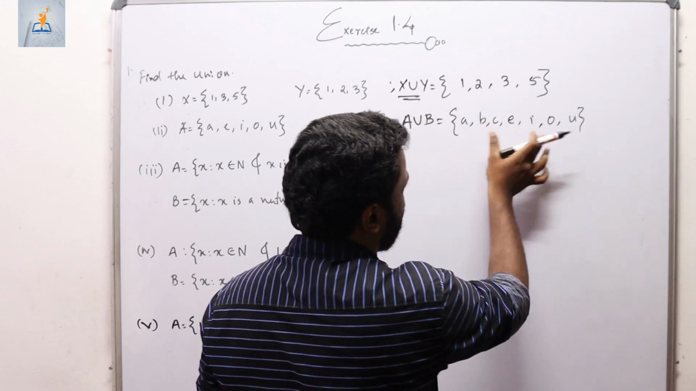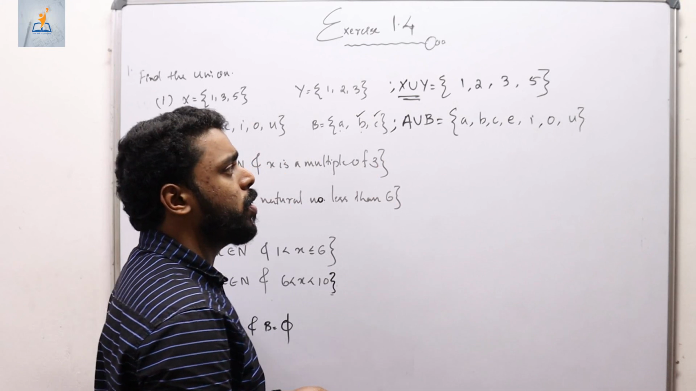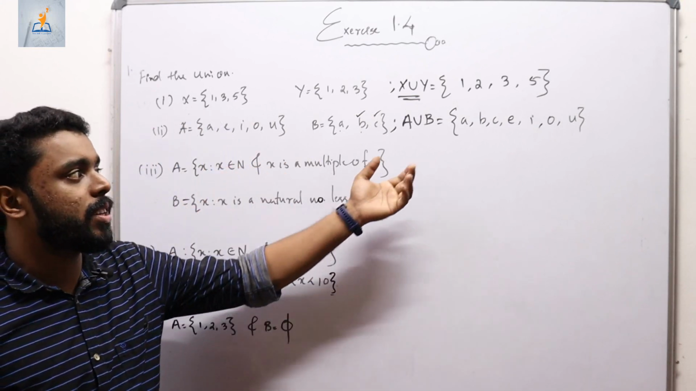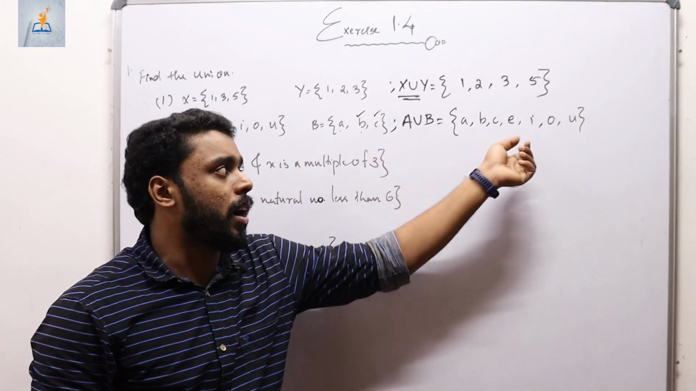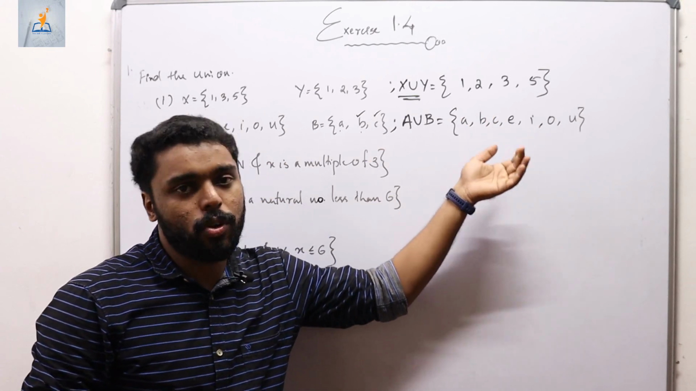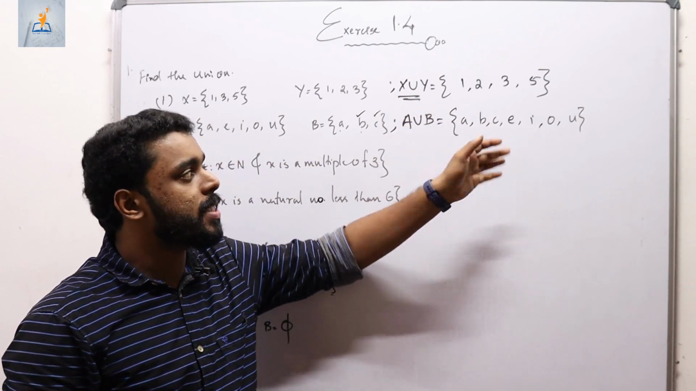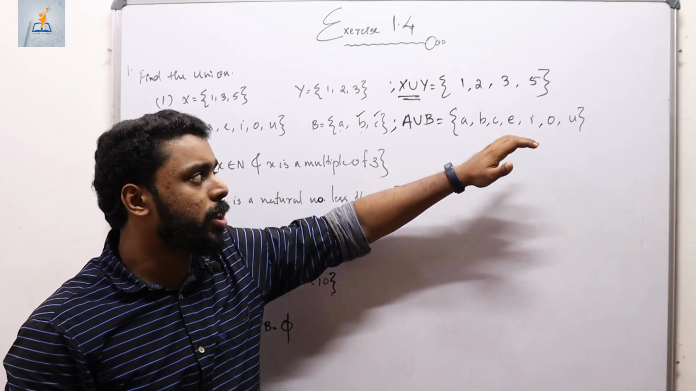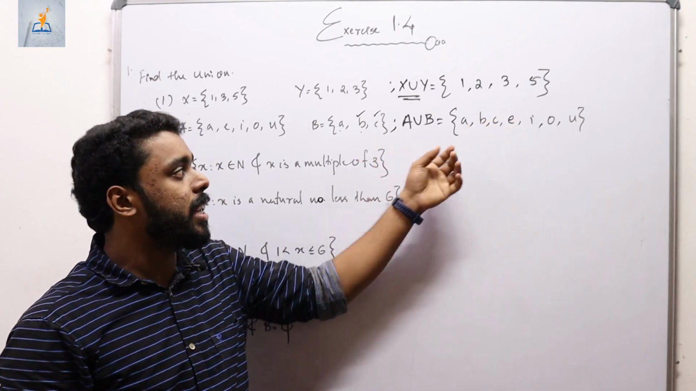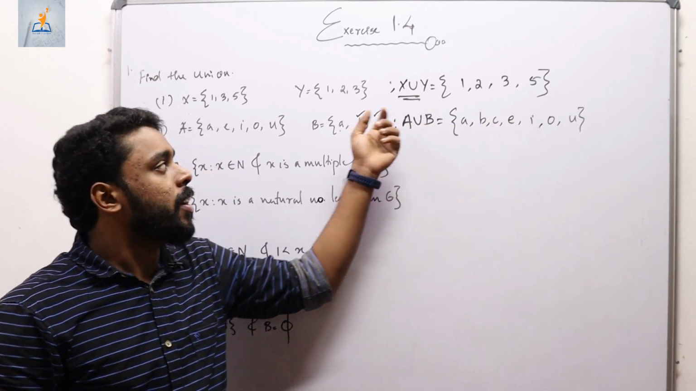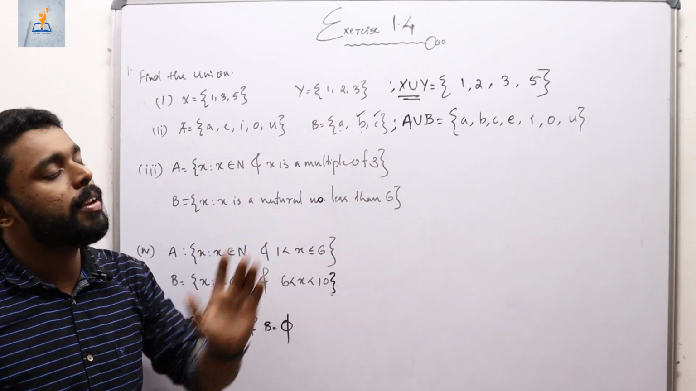No need to follow this order, you can follow any order, because in writing a set in roster form, the order of the elements doesn't make any change. What matters is the elements only, and we need not repeat the elements twice, so that every element in this set will be in either A or B.